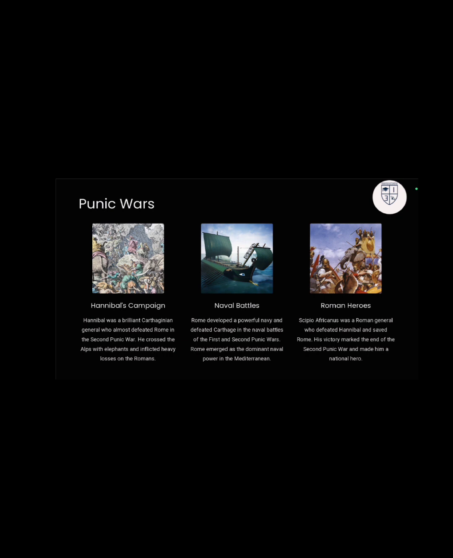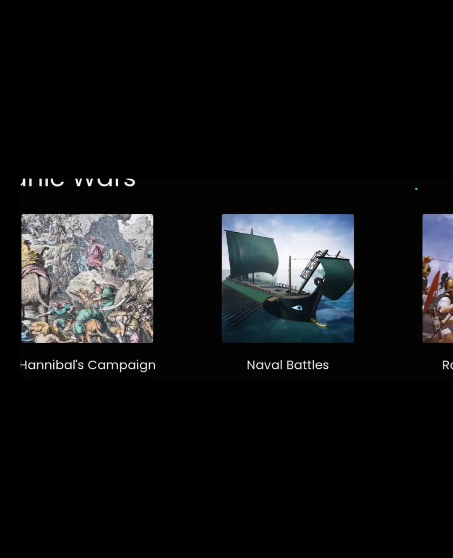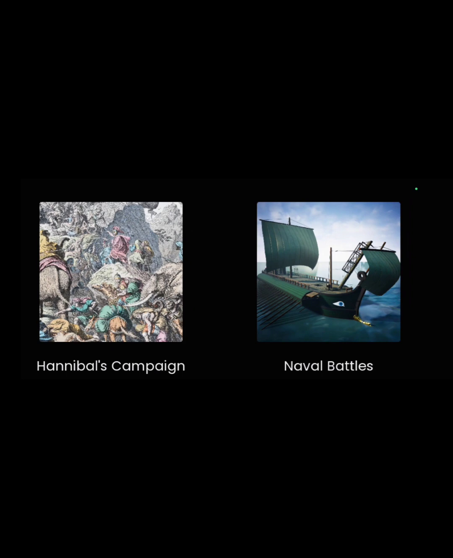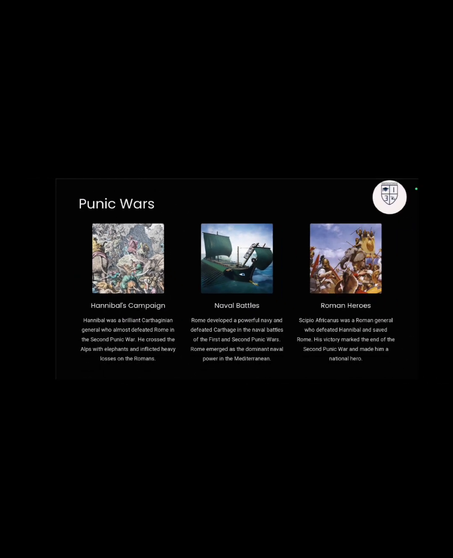Rome nearly lost because Hannibal crossed the Alps with elephants and inflicted heavy losses on the Romans. In the Second Punic War, the Carthaginian side sent elephants, which caused massive destruction in the war, so they nearly lost. You can see in this picture there is an elephant over here, and over here on the left side and the right side. The elephants attacked Rome and inflicted heavy losses, but after that Rome still won.